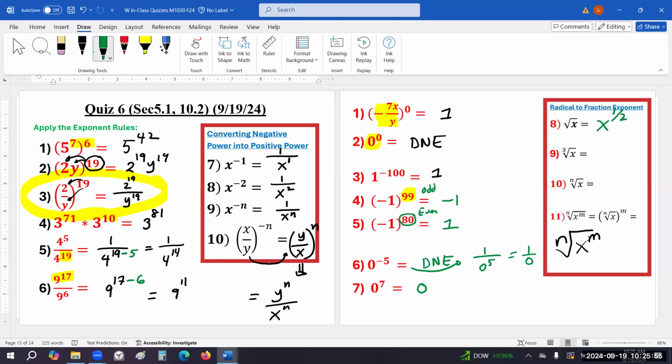Nightly, x to the 1/3. Catherine Chan, sorry. So this is nth root. That means it's x to the 1 over n.